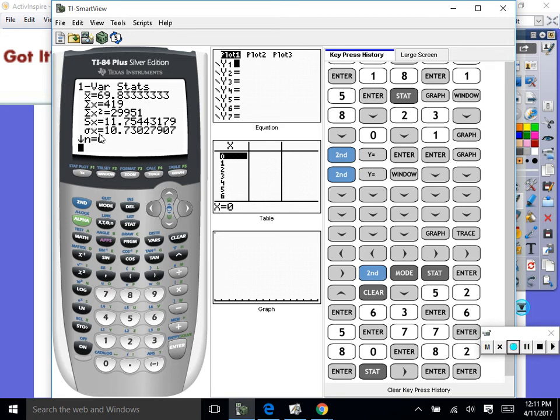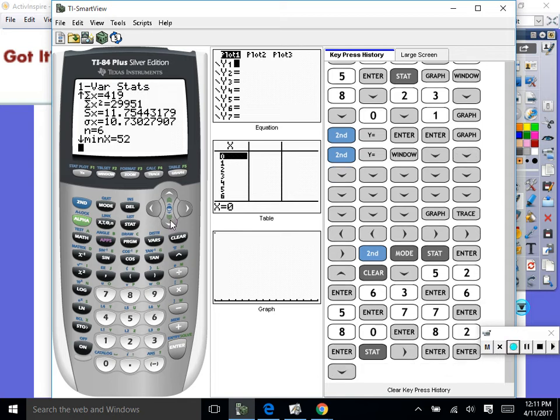We're not going to use S, we're going to use sigma. So this is our standard deviation, 10.7. N is the number of terms. We have 6 terms. Now look, if you scroll down, it will give you the x min, quartile 1.